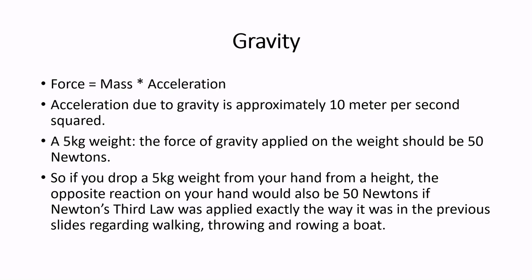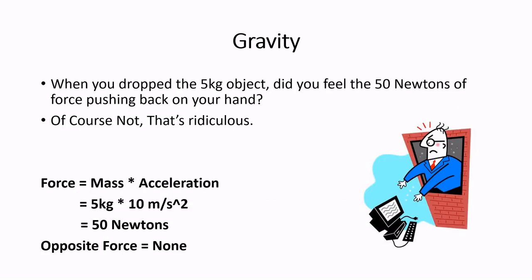So if you drop a 5 kilogram weight from your hand from a height, the opposite reaction on your hand would also be 50 newtons if Newton's third law is applied exactly the way it was in the previous slides regarding walking, throwing and rowing a boat.